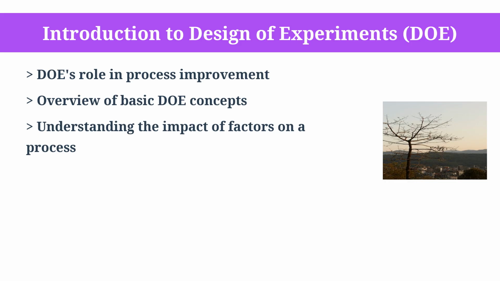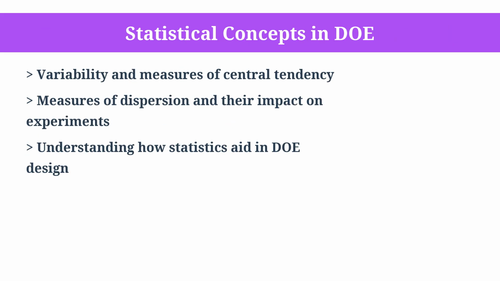You learned about variability, measures of central tendency, and dispersion, which help us understand the impact of different factors on a process. Next, we discussed how to plan your experiment by defining objectives, identifying factors, and setting levels. We looked at various types of experimental designs, such as full factorial and fractional factorial designs, and understood their applications in real-world scenarios. The importance of randomization, replication, and blocking was highlighted, along with the basics of analysis of variance ANOVA to interpret results accurately.